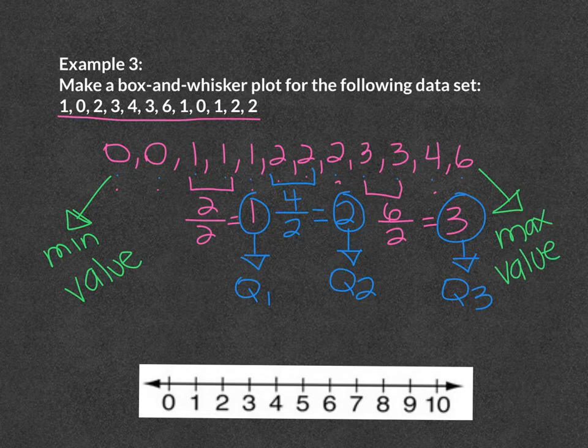I'm going to go to my number line, and I'm going to draw vertical lines at 1, 2, and 3 for my quartiles. So 1, 2, and 3. I'm going to make my box. I'm going to draw my points at 0 for my minimum value, and at 6 for my maximum value. I'm going to make a line to connect it to the box. And this is my box and whisker plot for this given set of data points.